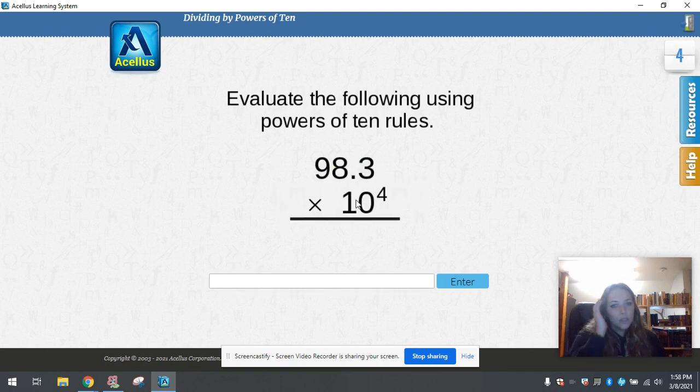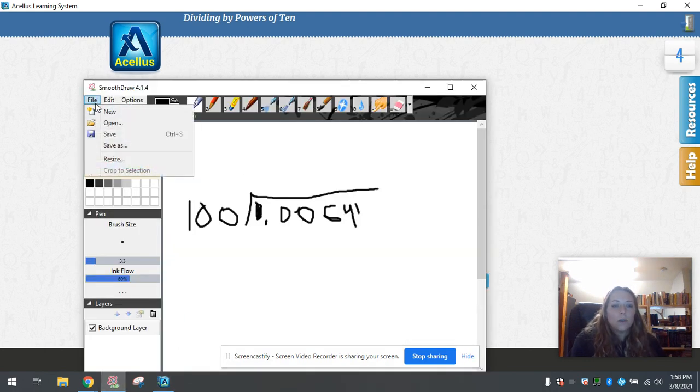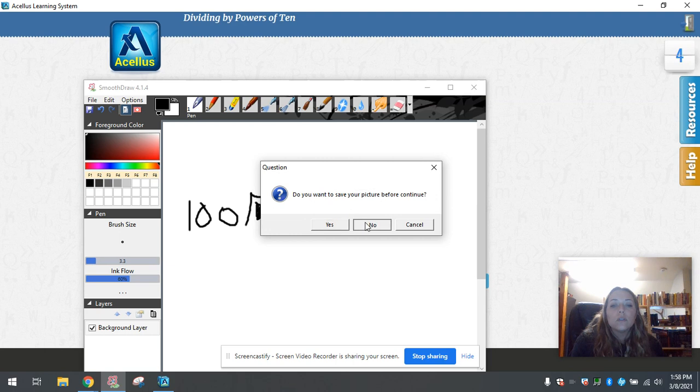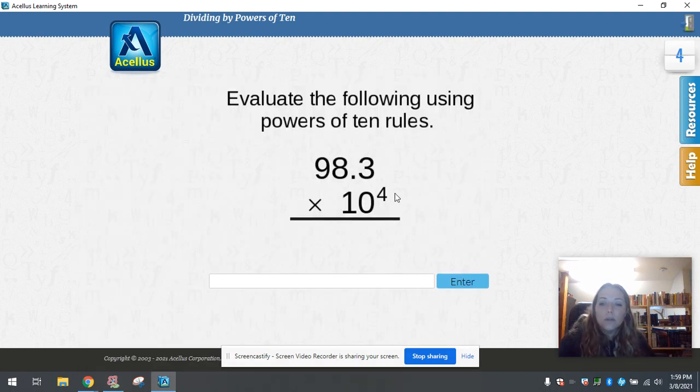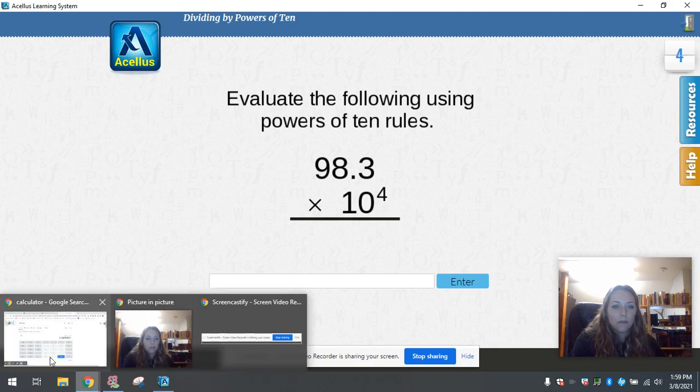Checking my work. 98.3 times 10 to the power of 4. 10 to the power of 4 means to do 10 times itself 4 times: 10 times 10 times 10 times 10. Or 1 followed by 4 zeros. 1, 2, 3, 4. 10,000 is equivalent to 10 to the power of 4. If you don't believe me, do 10 times 10 times 10 times 10 in your calculator, or 10 to the power of 4 in your calculator, times 98.3.